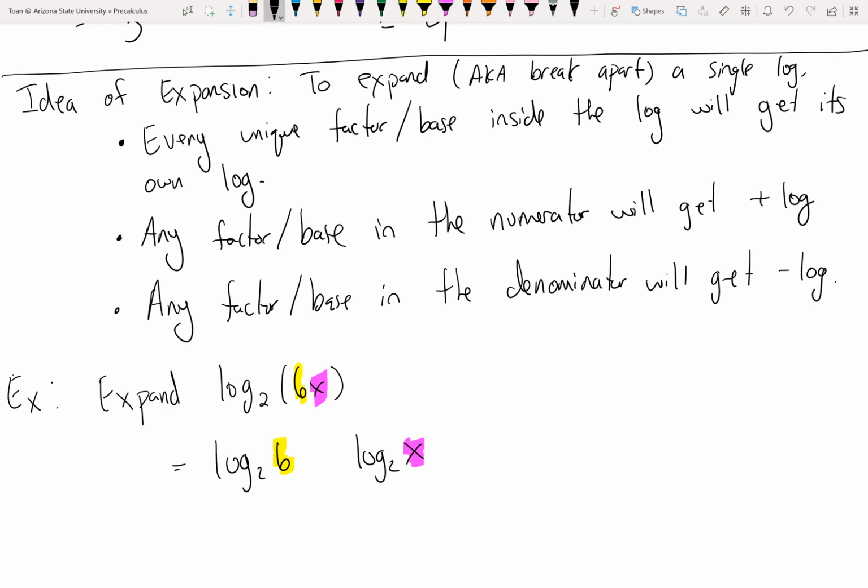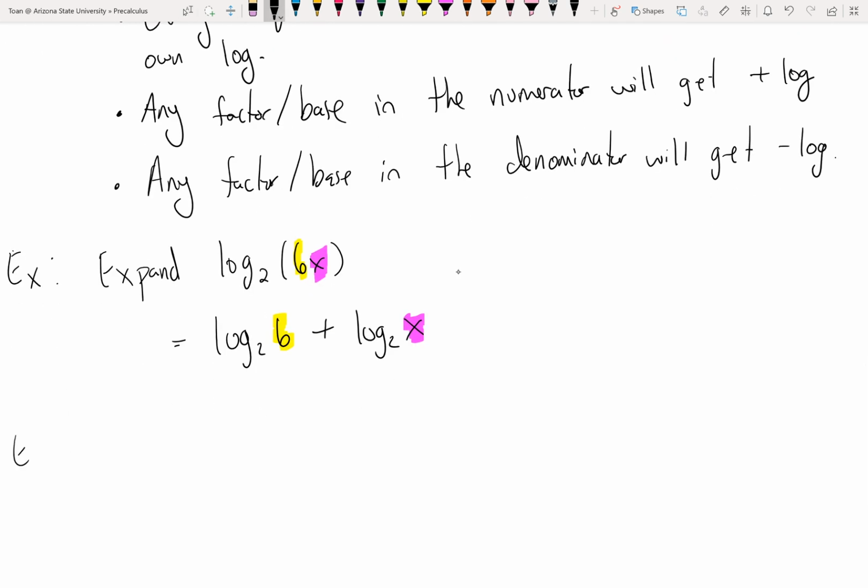Now the idea is this: if the factors or the bases came from a numerator, the logs will be pluses, positive. If the factor or the base came from the denominator, they will be negative, minuses. I didn't have any fractions here, so these guys are all positive, pluses, because they're both in the numerator. Yeah, that was an easy example. Let's do another one here.